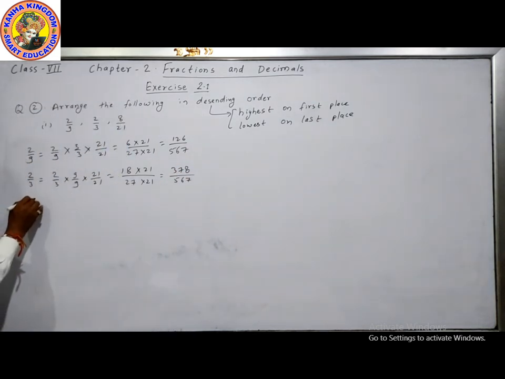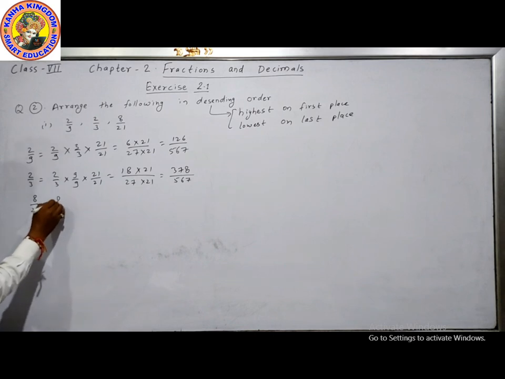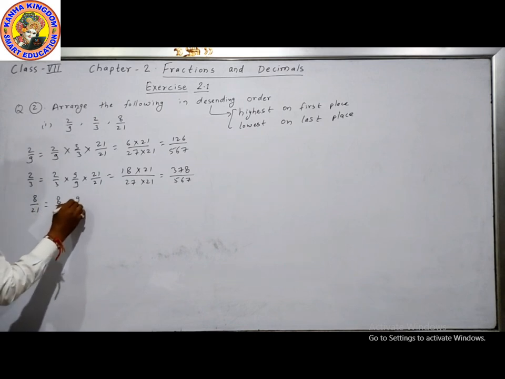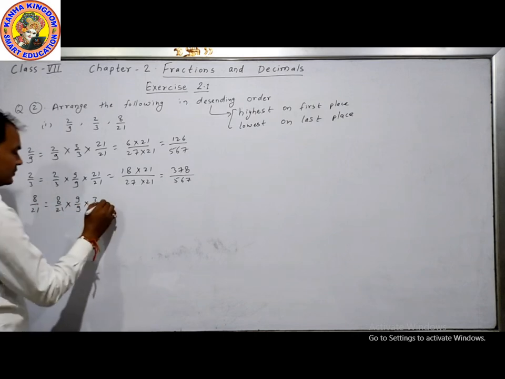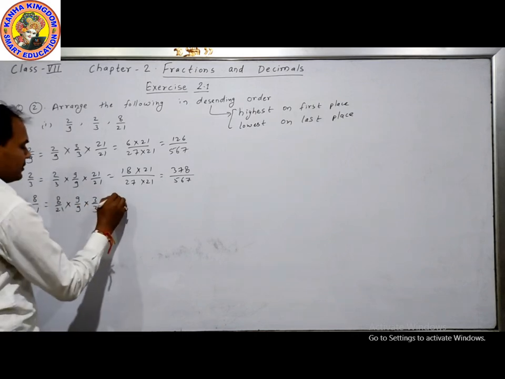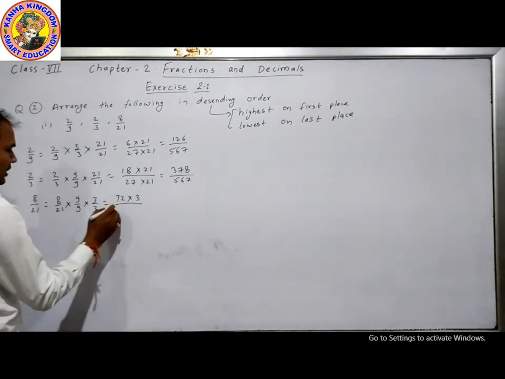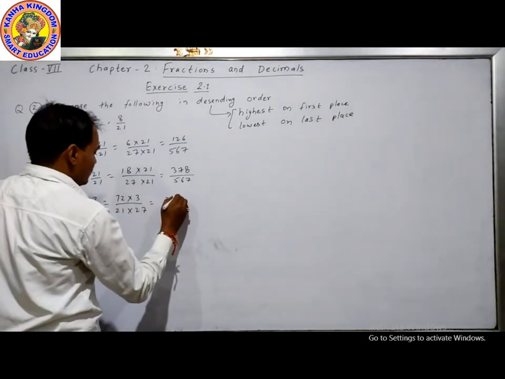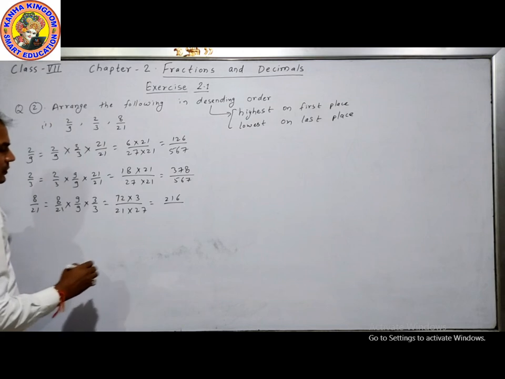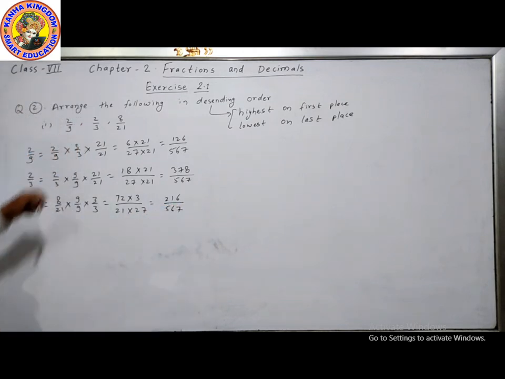The third number is 8 by 21. The third number will be multiplied by 9 and by 3. 8 into 9 is 72, 21 into 27, the numerator is 216. The denominator is 567. These are the 3 numbers.